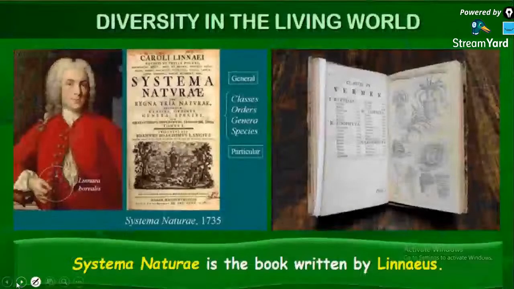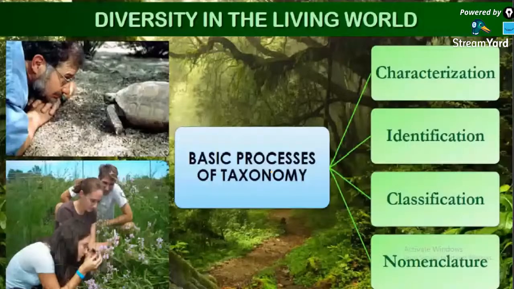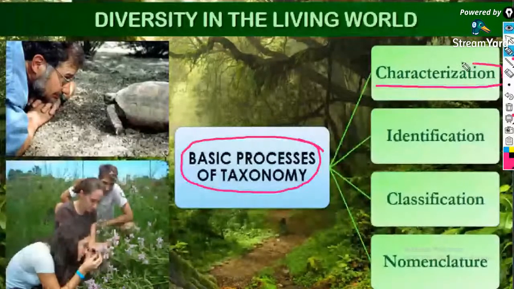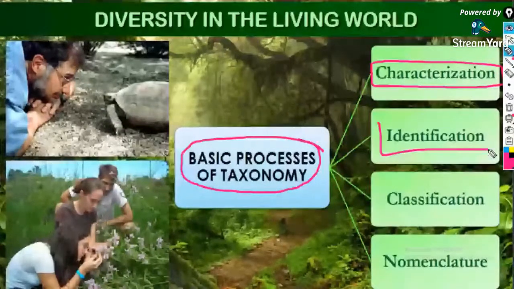Okay, I hope this is clear. I'm moving with the next one. Look, these are the basic processes of taxonomy. The first step of taxonomy is characterization, followed by identification. Next, you have classification, and the last step of taxonomy is nomenclature.